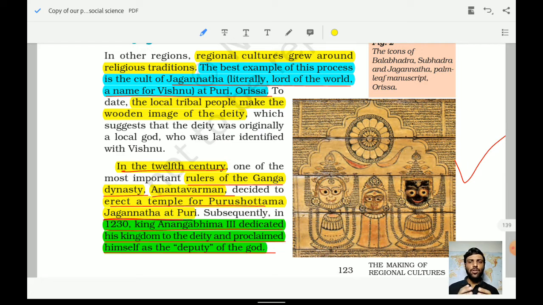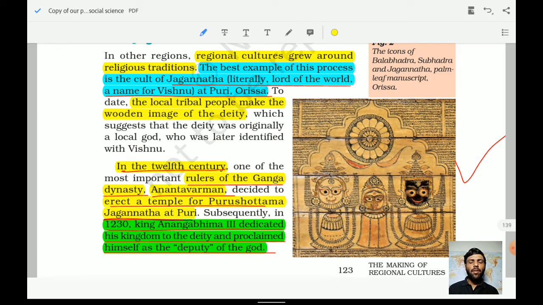In the 12th century, the rulers of the Ganga dynasty. A few details, once again I will emphasize: in the 12th century, the ruler of the Ganga dynasty. Remember the dynasty, Ganga dynasty. Who was the ruler? Anantavarman, who decided to erect the temple of Purushottam Jagannath at Puri. Who constructed the temple? It was Anantavarman who constructed it in the 12th century. So he decided to construct this temple of Jagannath at Puri.